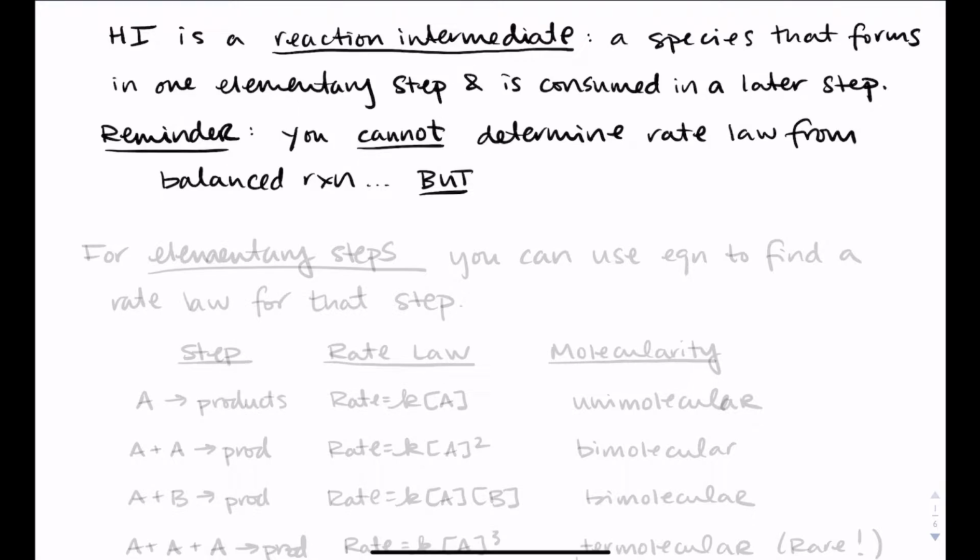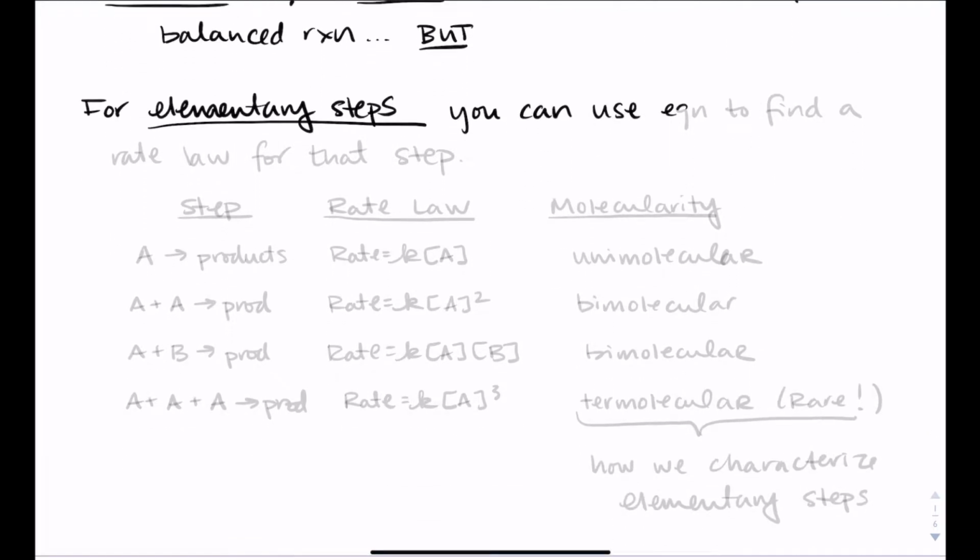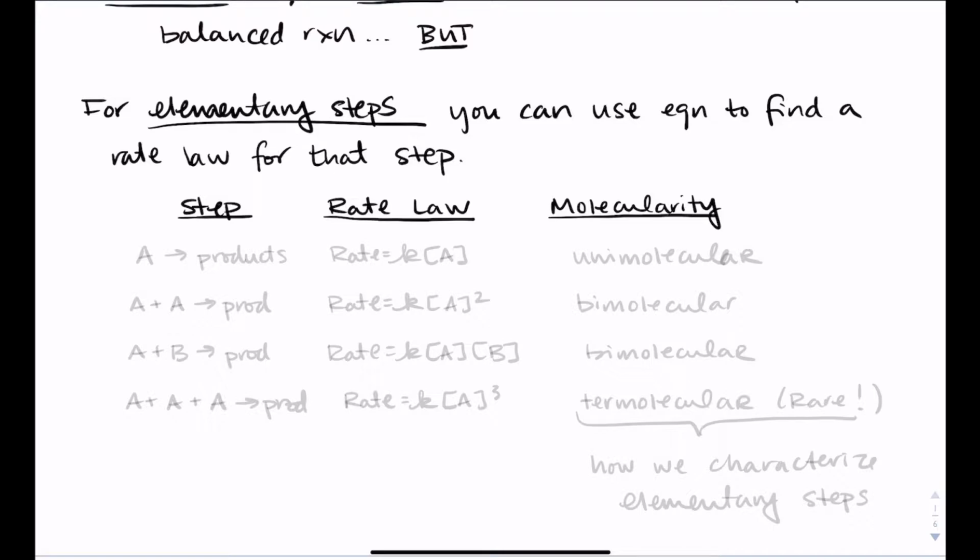So a reminder, you cannot determine a rate law from a balanced overall reaction. However, in an elementary step, you can use the equation to find a rate law for that step. The reason that this works is because we're just looking at one of those bumps in the energy diagram. Every elementary step has multiple bumps. And in that step, the only thing it is showing you is exactly what is reacting in that step. So the rate law for that step can only depend on those things, because those things reacting with each other determine the rate of that step.